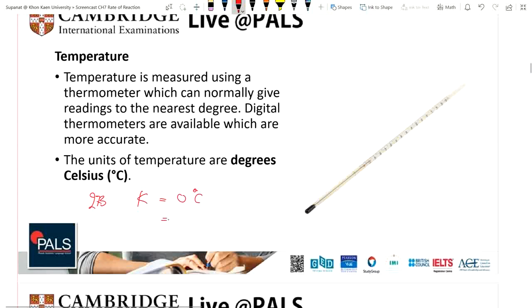So that means to change into Kelvin, it's going to be the Celsius plus 273. Okay.